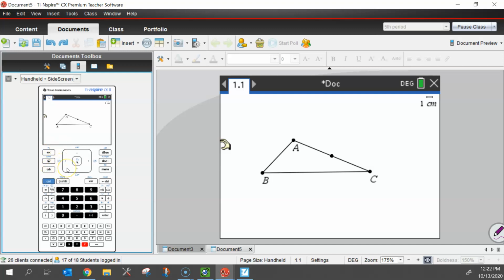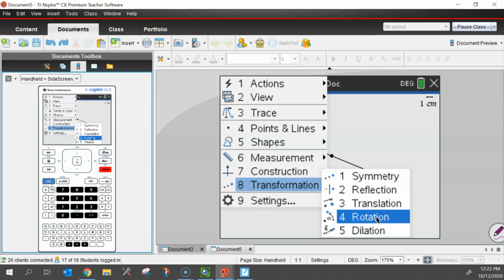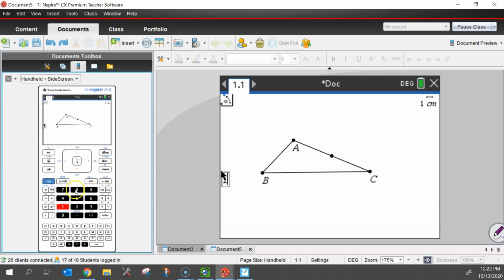I do see a couple students who still don't have that midpoint. You will not be successful with this rotation if you do not have that midpoint on your screen. Menu, transformation, rotation. Thank you for doing this with me. First, we click on the triangle, then we click on the midpoint. Then, as soon as I click on that midpoint, that's when I can type in 180 degrees and enter. You can see many of you have been successful with this.